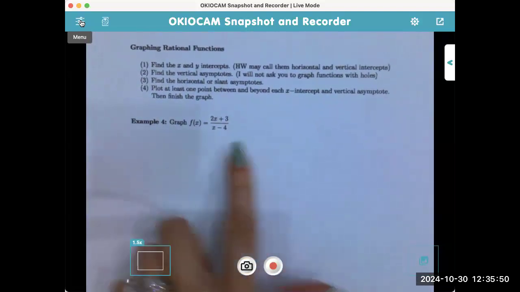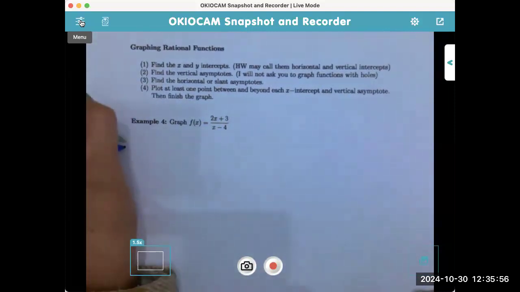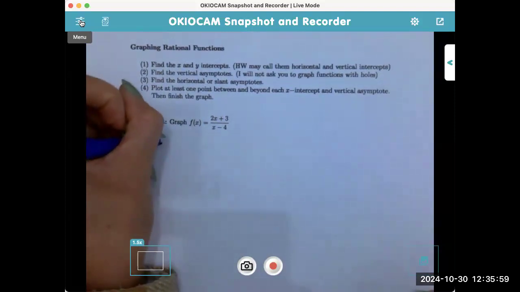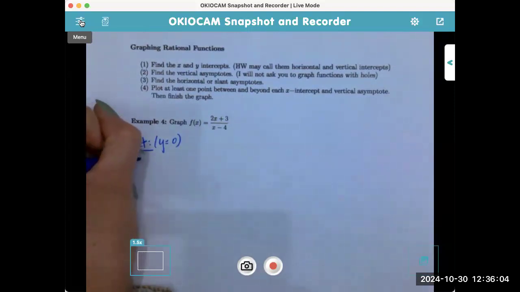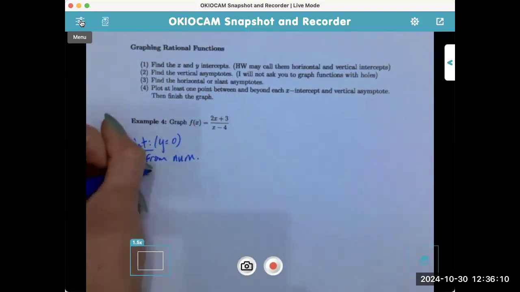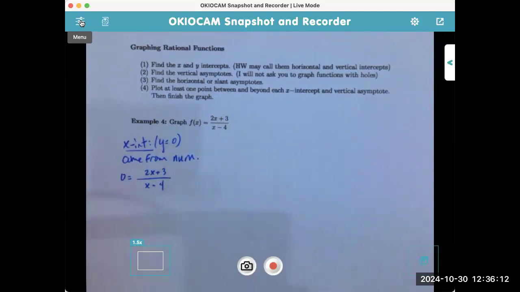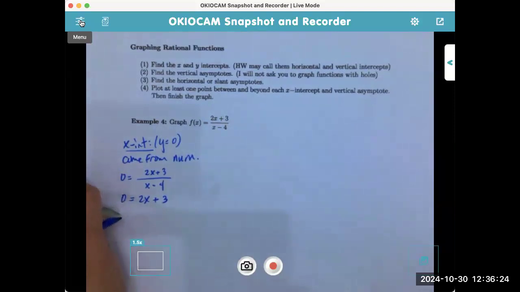So here, it doesn't really matter what order you find this stuff, but we'll just start with the x-intercept. Remember, for the x-intercept, y is equal to 0 forever and always. So the x-intercepts also come from the numerator. That's because when I have 0 equals 2x plus 3 over x minus 4, when you multiply the denominator over, anything times 0 is still 0, so you inevitably will always end up with the numerator equaling 0. Fun fact. So minus 3 divided by 2 says negative 3/2 is equal to our x-intercept.